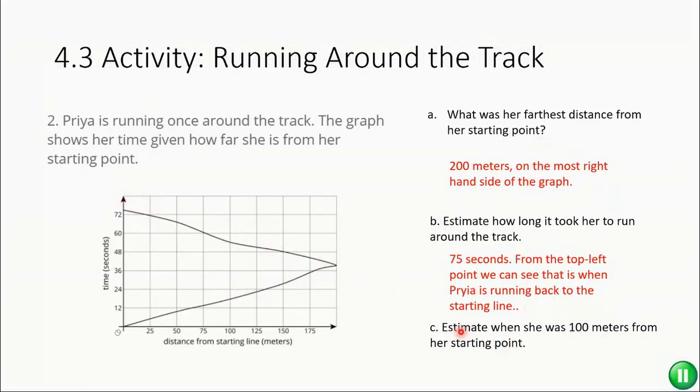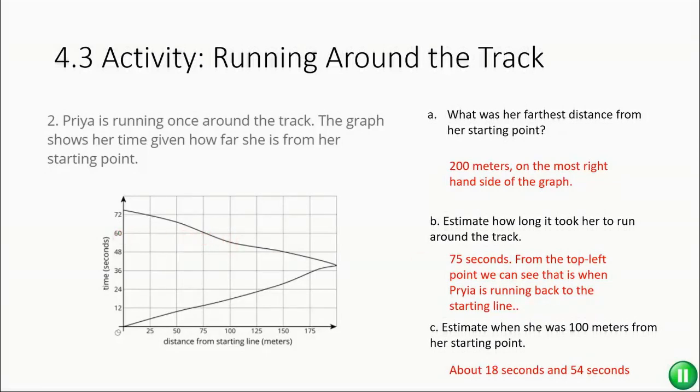Okay. All right. And C says estimate when she was 100 meters from her starting point. So when was she actually 100 meters from her starting point? So 100 meters is about right here. So it looks like it's halfway between 12 and 24. So that put us somewhere at about 18 maybe. So we're going to say about 18 seconds and 54 seconds up here. Okay. 54 seconds up here because you can see it between 48 and 60 right up in here. So we'll say about 54 seconds there.